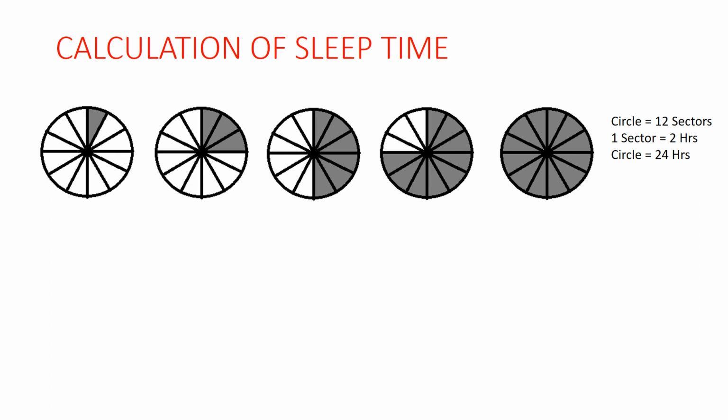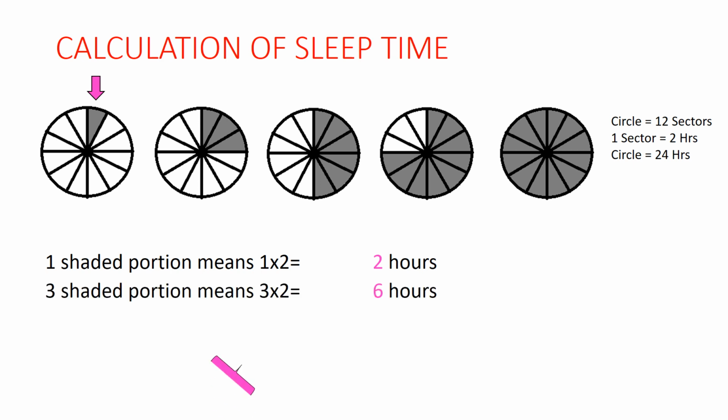Now let's begin to calculate the sleep time. Let's begin with the first. You can see here there is one shaded portion. What will be the sleep time here? It will be 2 hours. Now move to the second picture. There are 3 shaded portions, which means 3 into 2, because there are 3 sectors and each sector represents 2 hours. So the total sleeping time will be 6 hours.